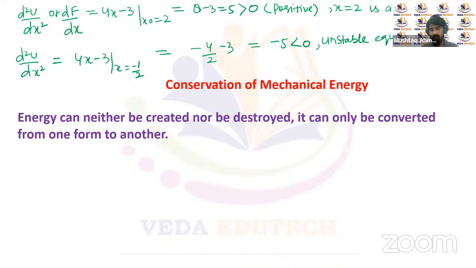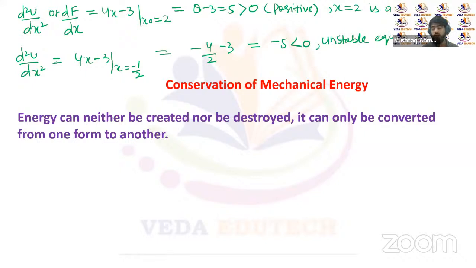Now, talking about the conservation of mechanical energy, we know that energy can neither be created nor destroyed. It can only be converted from one form to another form, right? In the same manner, if we have conservative forces, the mechanical energy is present in the form of kinetic energy plus potential energy, and we know in case of conservative forces, there's a concept of potential energy, right? Kinetic energy can get converted into potential energy, and potential energy can get converted into kinetic energy.